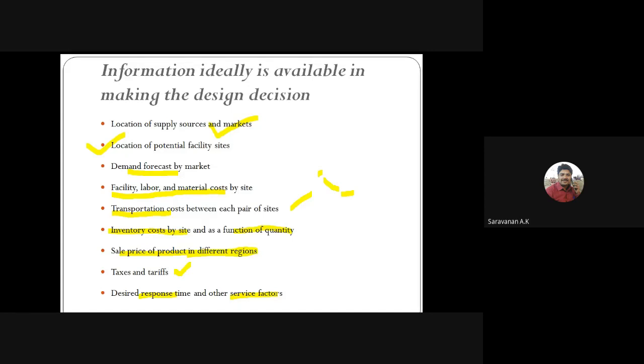So up to this we can stop here. The optimization models we can see in the next class. Is it clear in this class? Do you have any doubt? No.